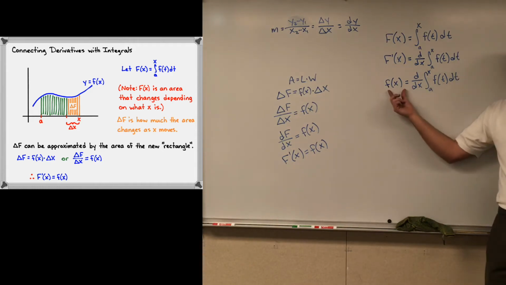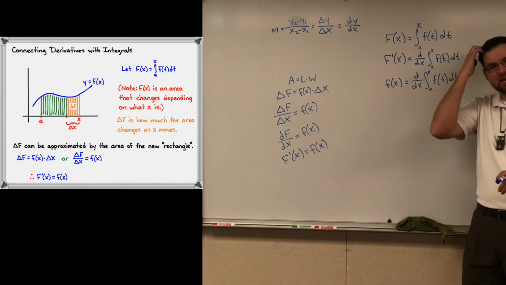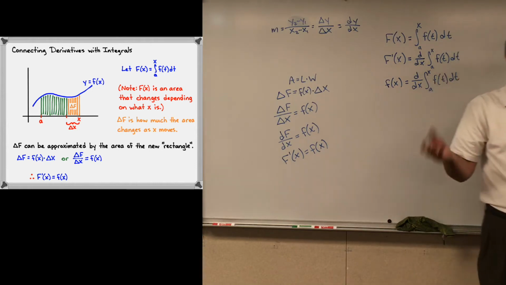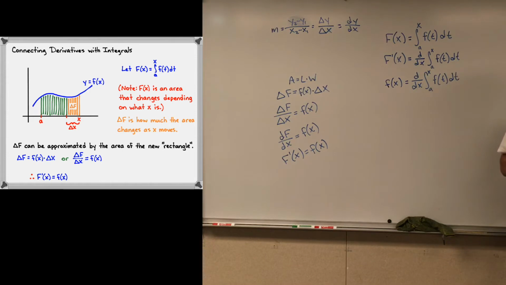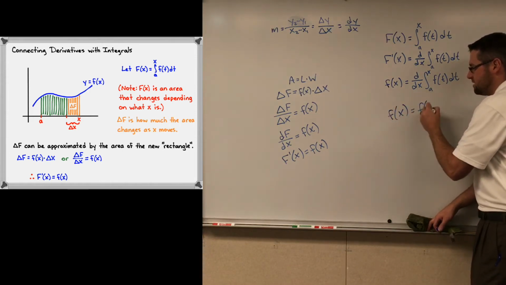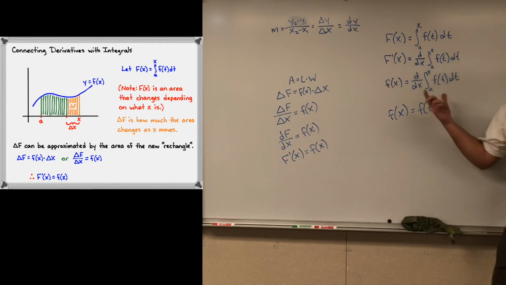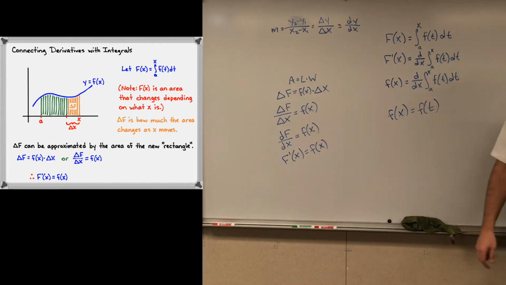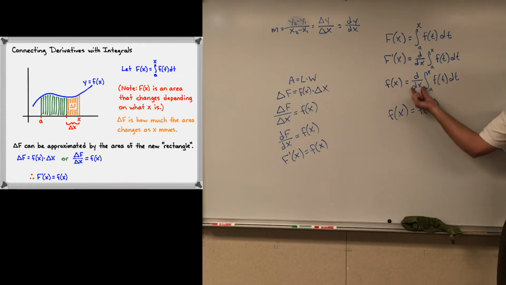Right. Okay, watch this. Do you guys agree with me that f of x equals f of x? Yeah, that's true, right? So f of x equals f of x. I'll just say f of t, depending on what the variable is, right? You guys okay with that? Okay. f of x equals f of t. In other words, this is equal to this. So that must mean that this operation, the derivative, and this operation, the integral, must do what to each other? Cancel each other out.